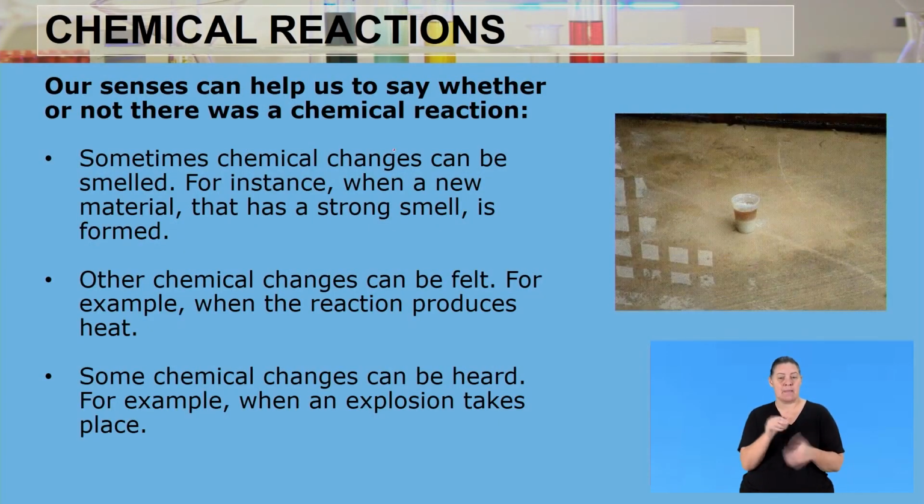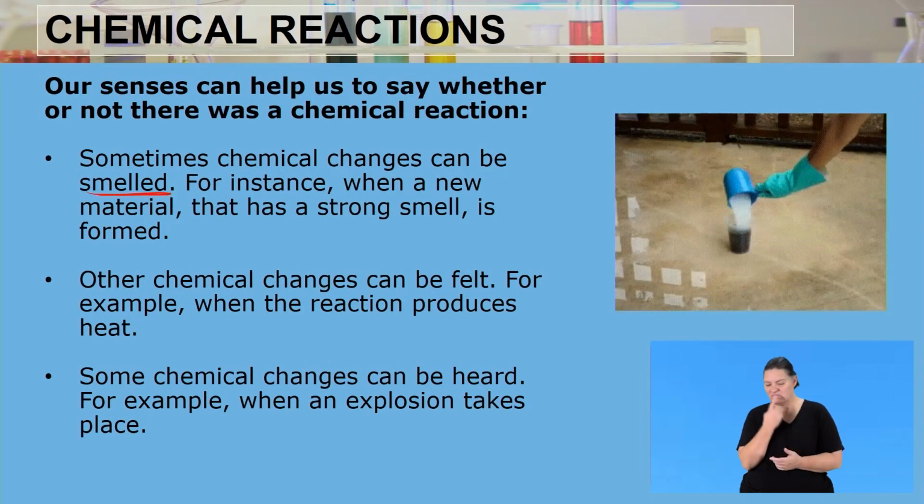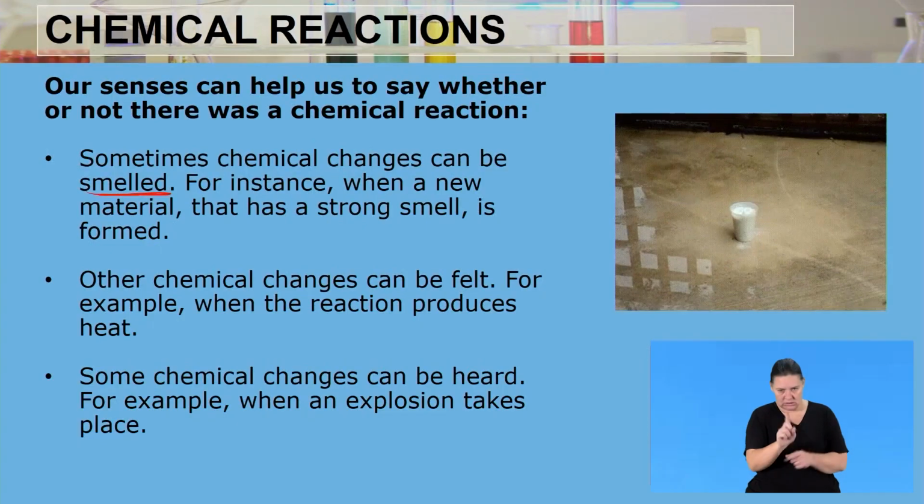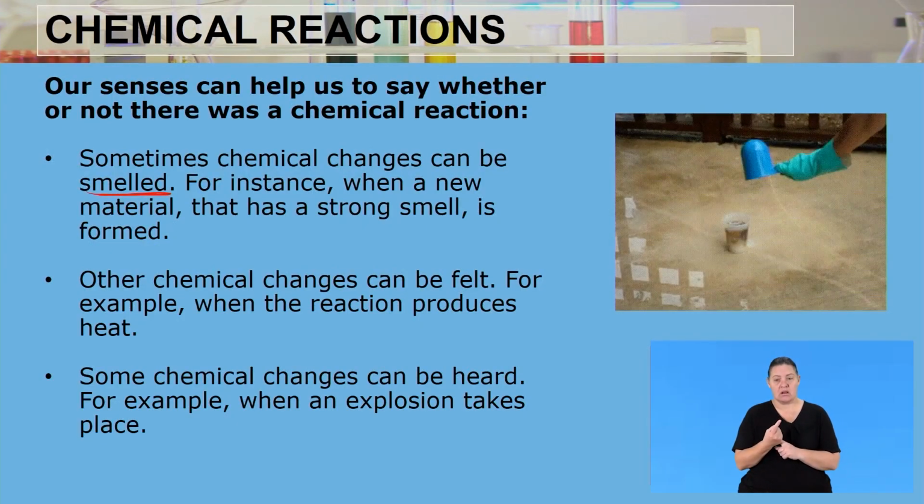As we have said, our senses can help us in identifying a chemical reaction, or in saying for certain that a chemical reaction has taken place. Number one, sometimes chemical changes can be smelled. We can smell chemical reactions, although it is not advisable. And if you do, you waft. You don't just directly smell from the reaction flask, you waft the smell to your nose. For instance, when a new material that has a strong smell is formed, you can smell from a distance that something is happening there. But it is not advisable to go to that reaction and smell directly from the reaction flask.